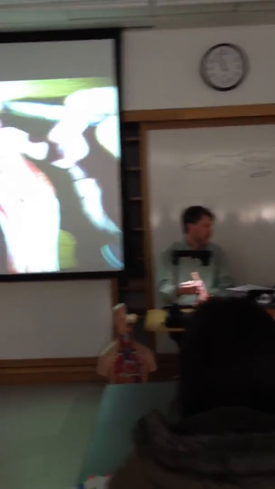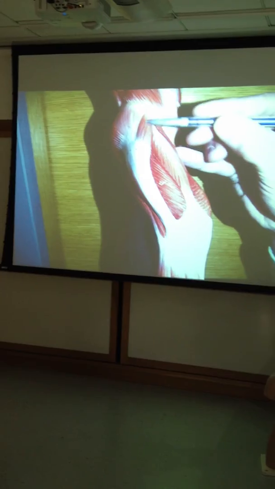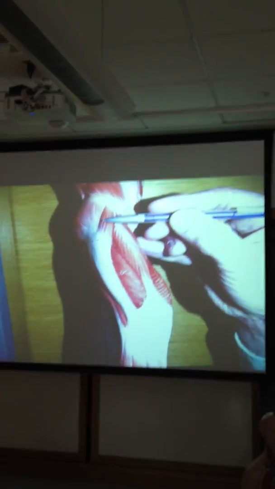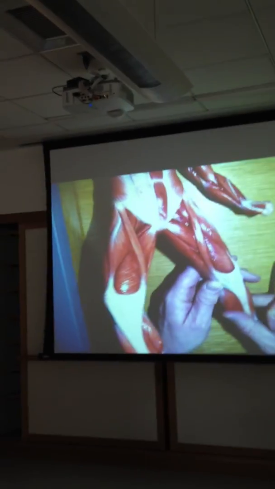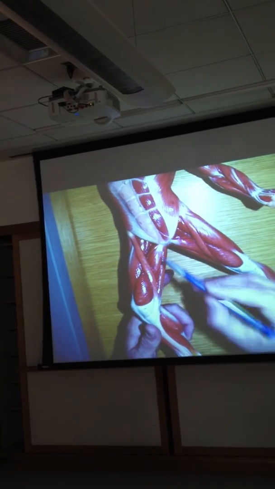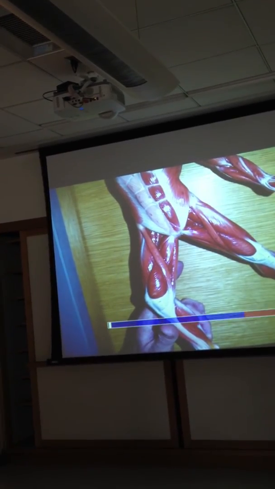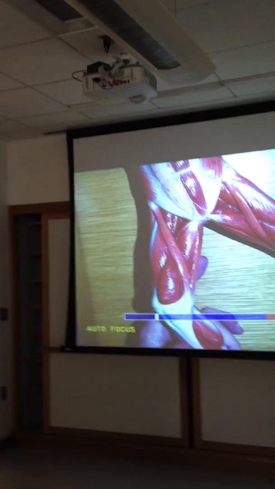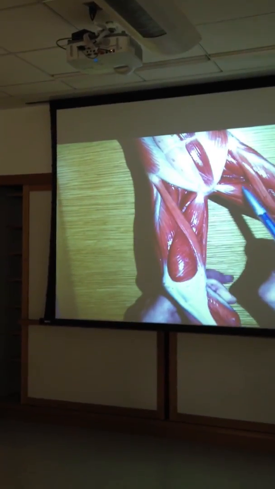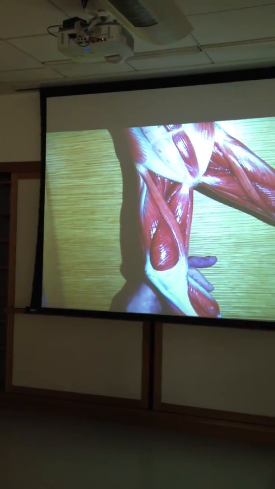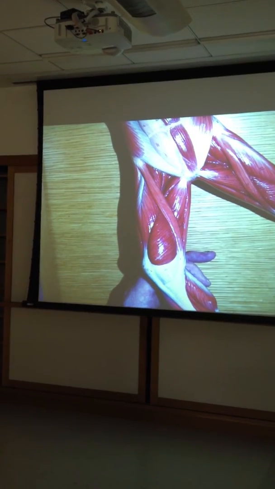All right. So tensor fascia lata abducts the thigh. Whereas if you go over medially, you see this guy here, or over there. That's the adductor longus, and that adducts the thigh.